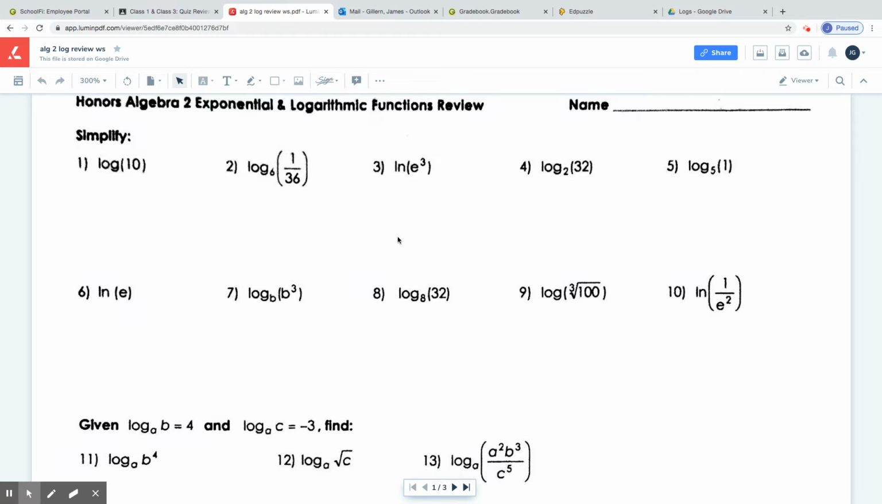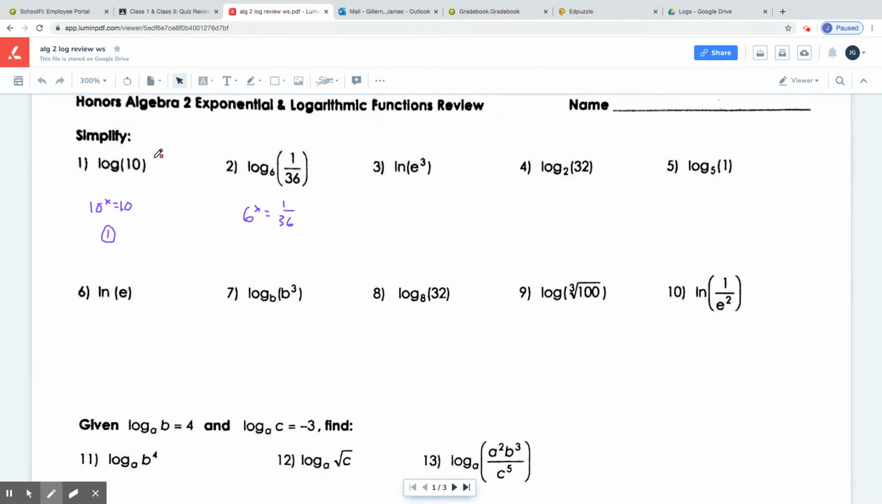We're evaluating logs. Okay, now to do this, you always put the base to what power equals whatever comes after it. So if there is no base, that means we're dealing with base 10. So 10 to what power gives me 10? All right. And the answer there is just 1. All right. Here, what base do I have? It's 6. To what power gives me 1 over 36?